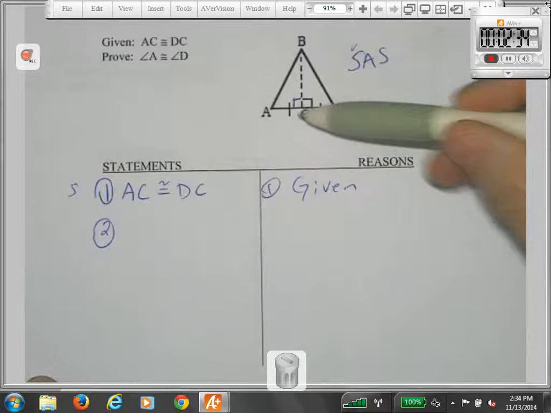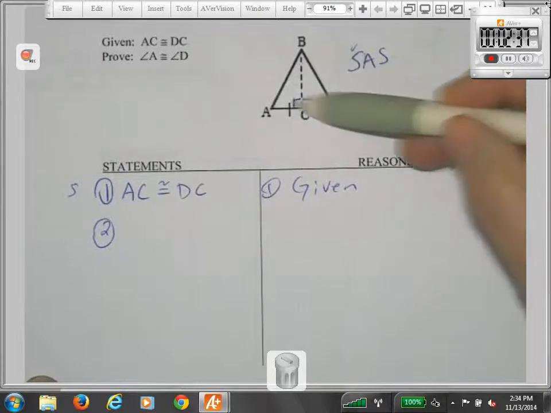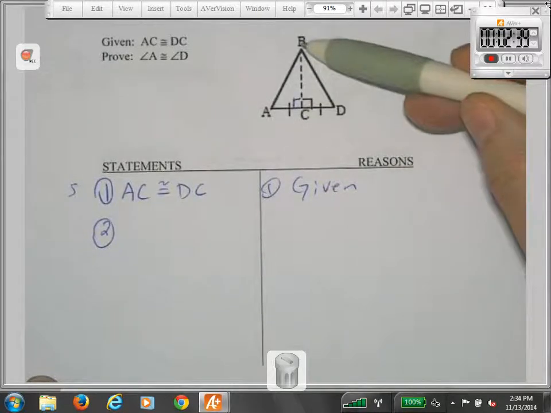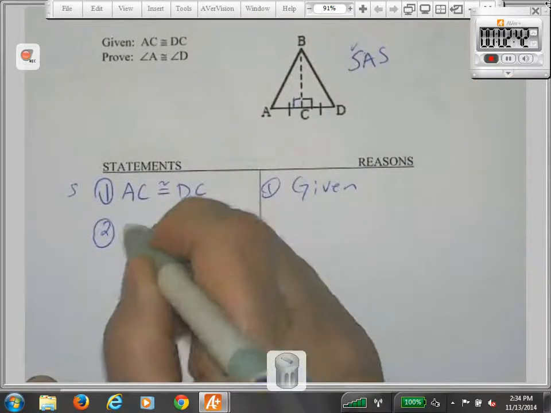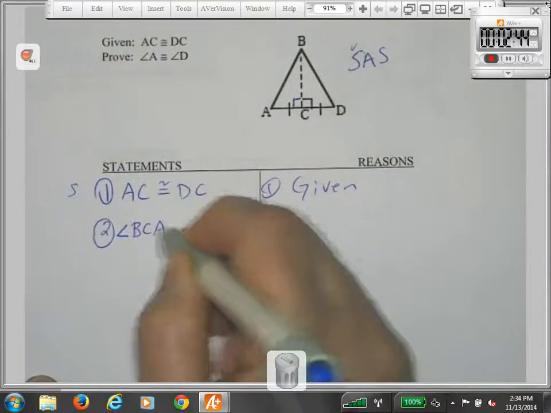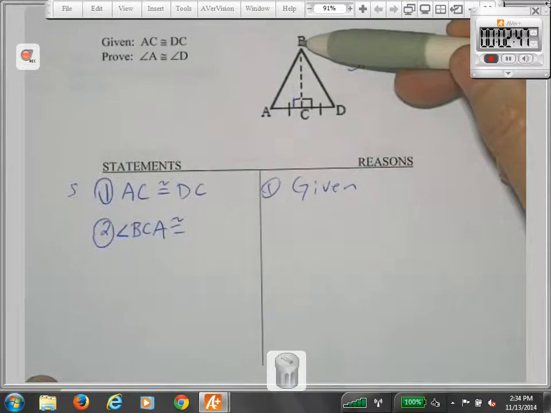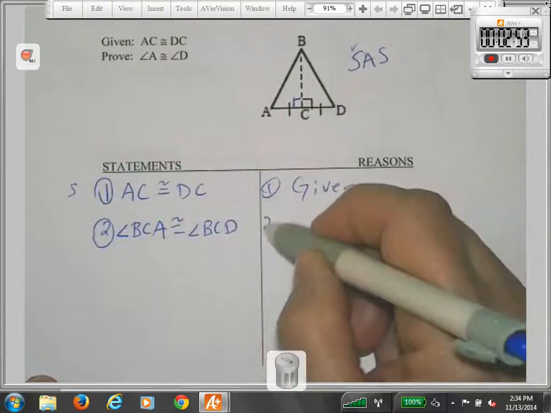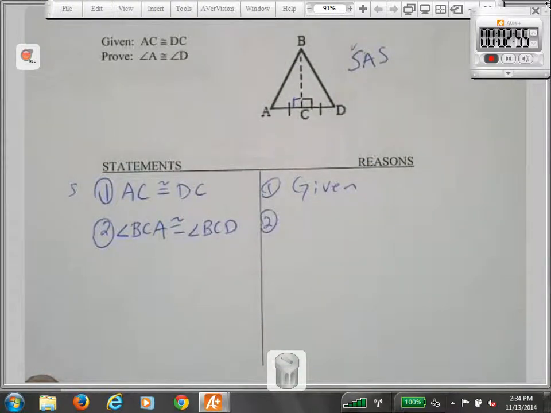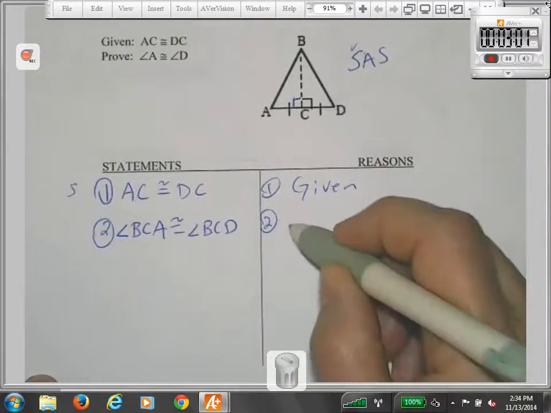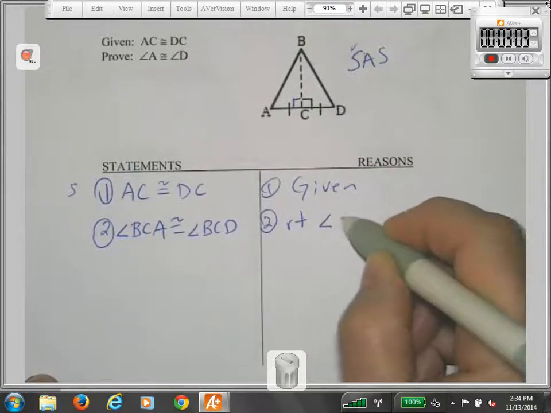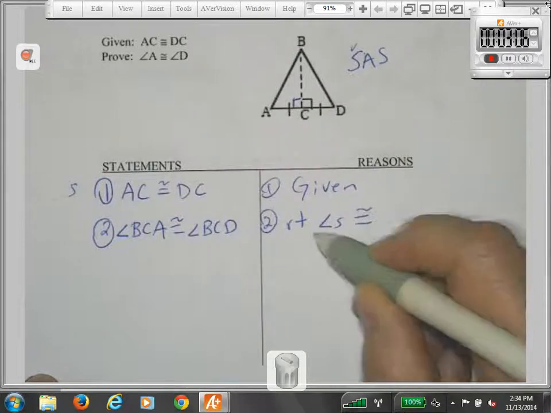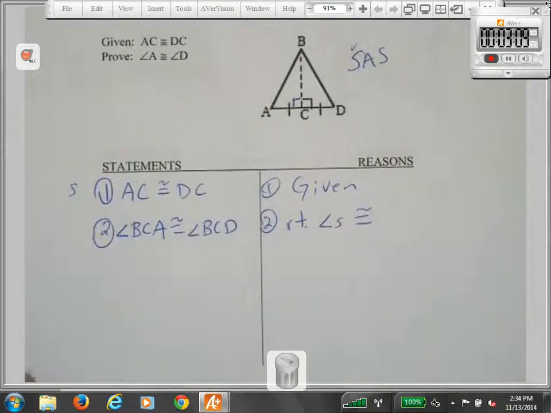So we have these right angles right here, right next to each other. So I'm going to list those two. This is BCA. So angle BCA is going to be congruent to angle BCD. And the reason that they are congruent is because all right angles are congruent to each other. So we say right angles congruent. Like my abbreviation there. Right angles are congruent. So I've proven the pair of angles.